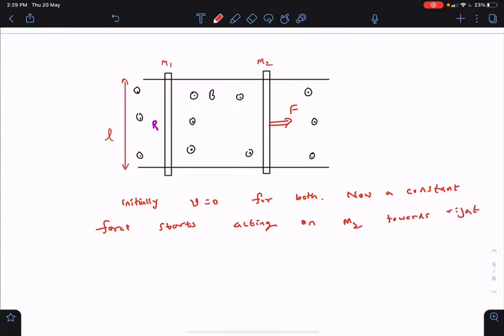Again, you have to figure out what is going to happen. Like previously, we figured out that there is going to be a steady state when velocity will become same, when current will become zero, when kinetic energy will become constant, and there is a particular value of heat generated. Here, in this case, what will happen? So this you have to figure out. Take some time.